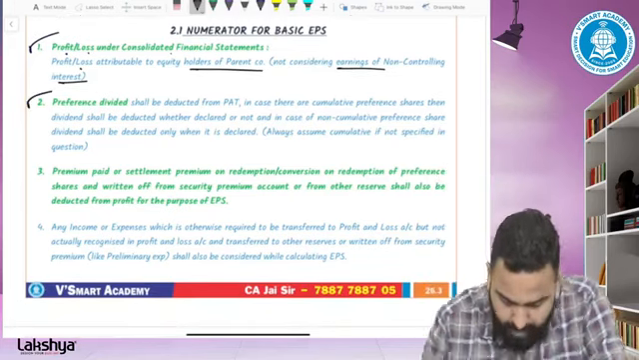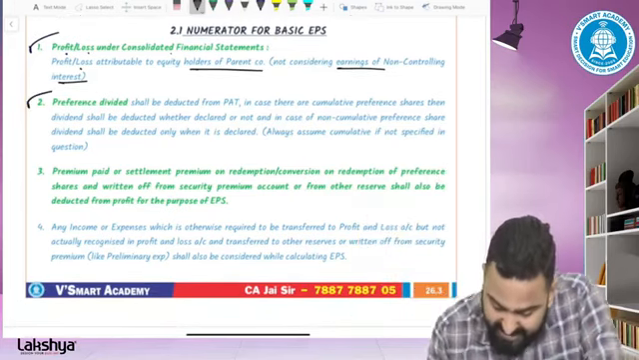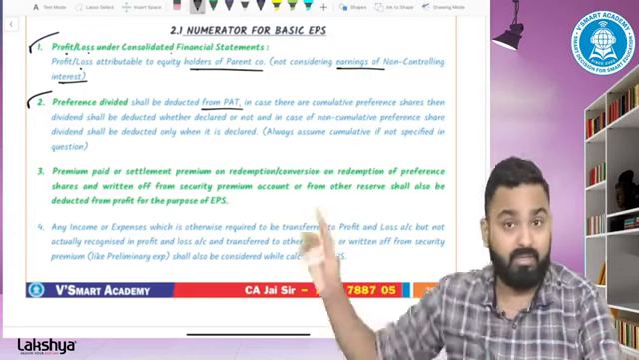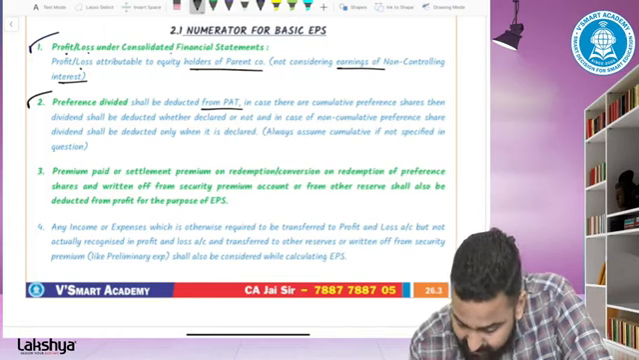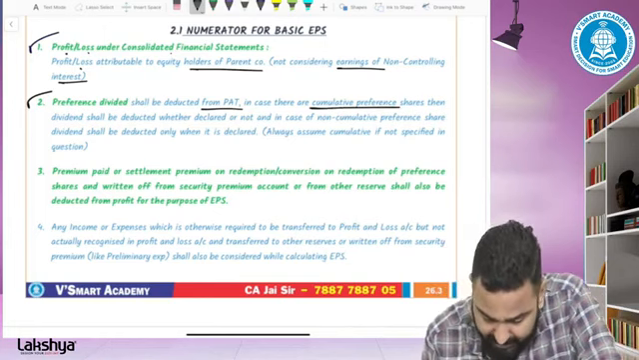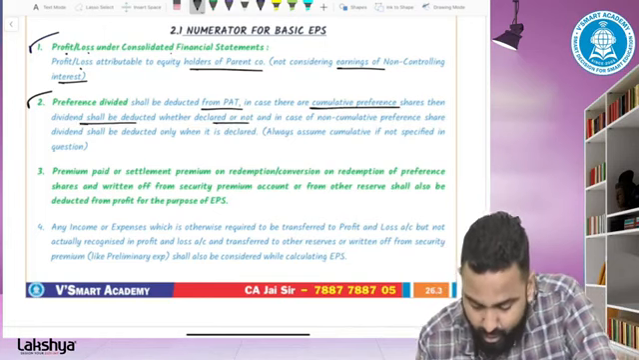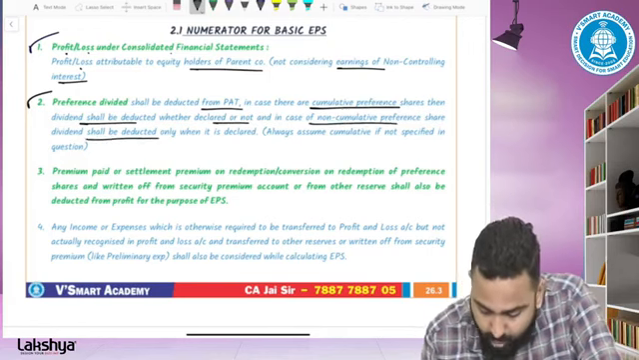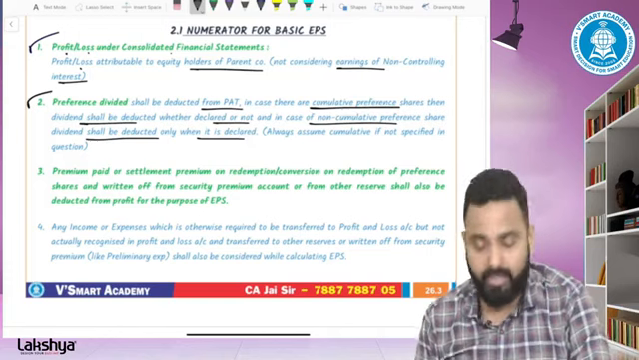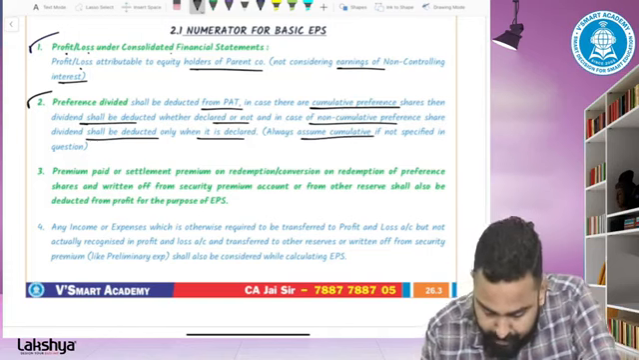Okay. What about preference dividend? Preference dividend shall be deducted from PAT, profit after tax. In case there are cumulative preference shares, dividend shall be deducted whether declared or not. In case of non-cumulative preference shares, dividend shall be deducted only when it is declared. Always assume cumulative if not specified in the question.